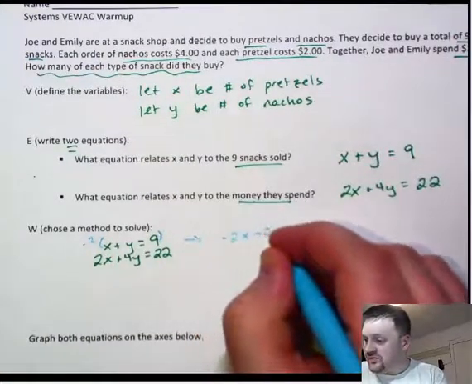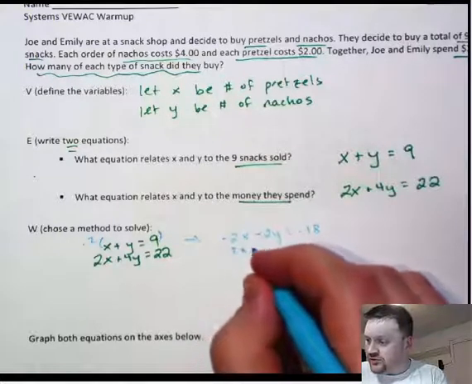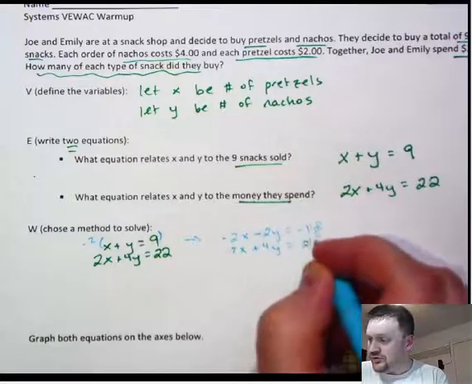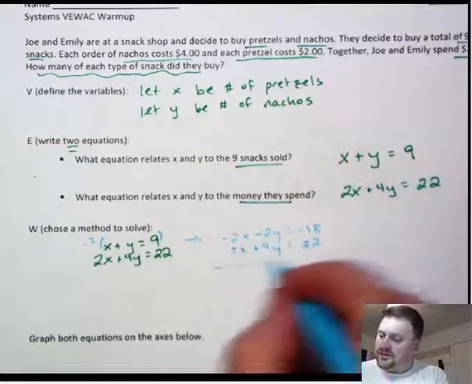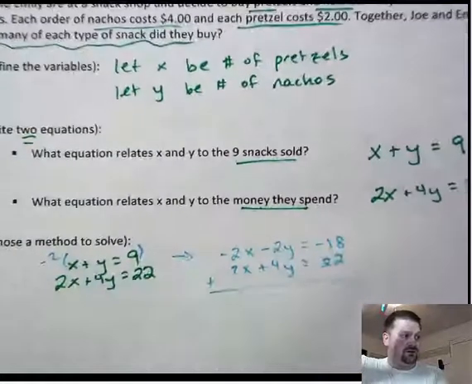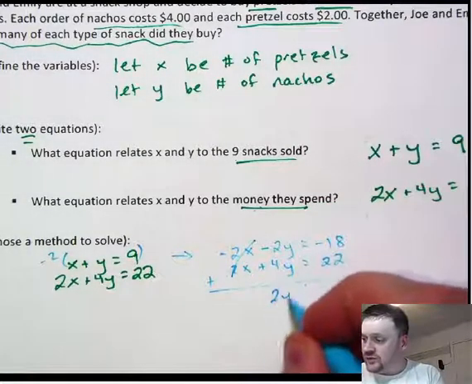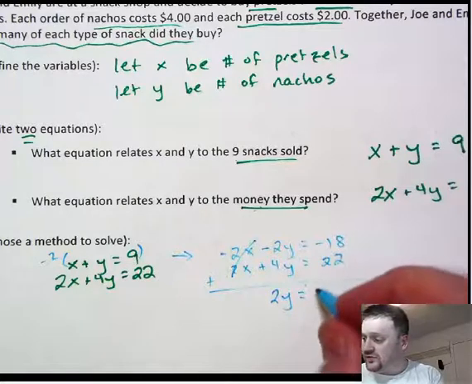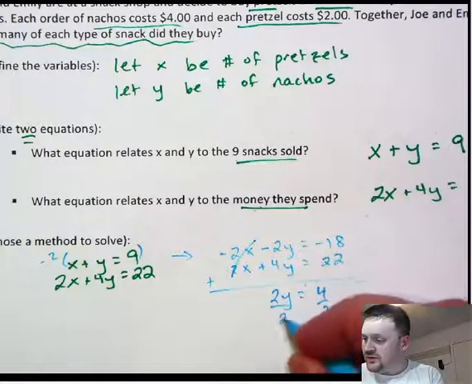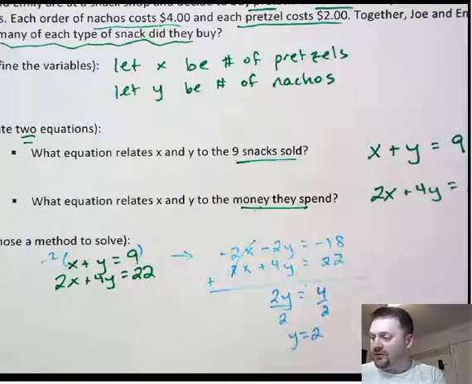-2x minus 2y equals -18. My bottom equation was 2x plus 4y equals 22. I see a pair of opposites, so I'm going to add. And when I add those, the x's go bye-bye. These give me 2y equals negative 18 and 22 is 4. Divide by 2 and get that y equals 2. And now I find this particular one very simple. If x plus y is 9 and y is 2, then I automatically know that x is 7.